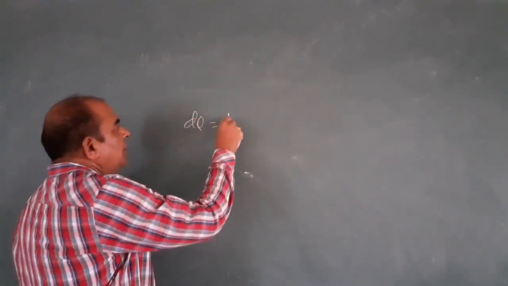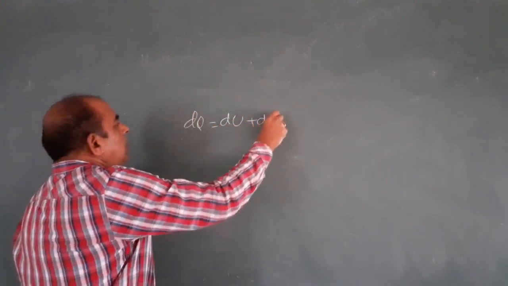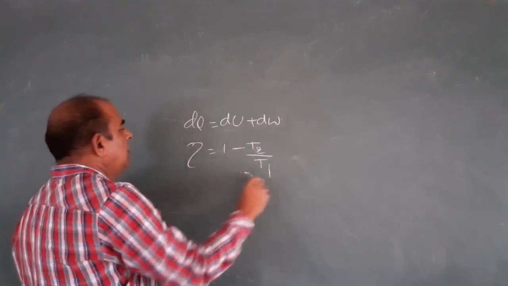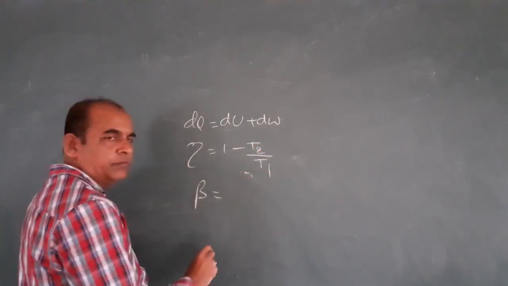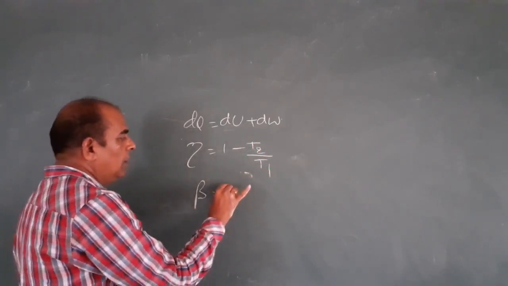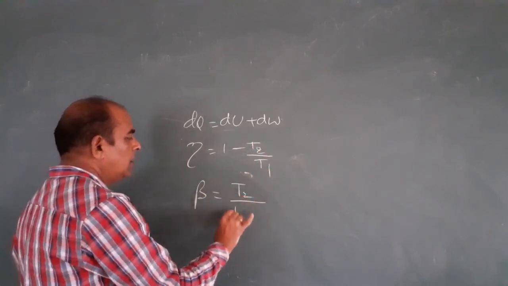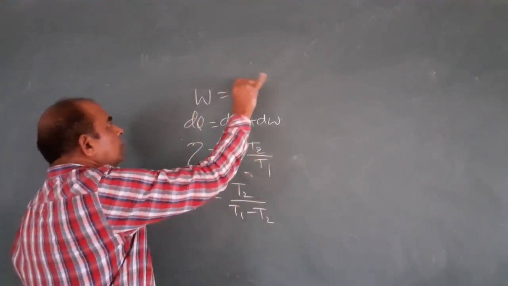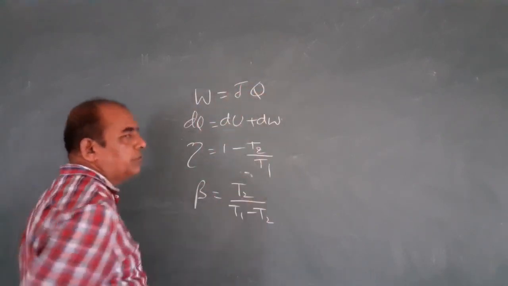These are the different topics of thermodynamics. Main formulas: first law of thermodynamics, dQ is equal to dU plus dW. Eta is equal to 1 minus T2 by T1. Beta is equal to T2 by T1 minus T2. And W is equal to JQ.